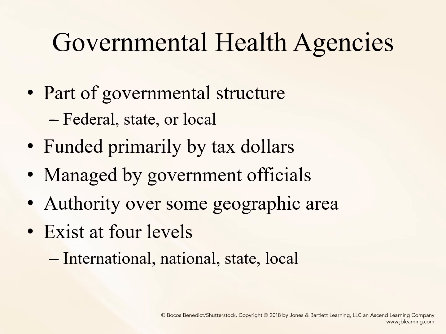Governmental health agencies are part of governmental structure. Therefore, we have them at the federal or national level, state level, and local level. They are funded primarily by tax dollars, and they are managed by government officials. Each of these agencies has authority over some geographic area, and again, they exist at 4 levels: international, national, state, and local.